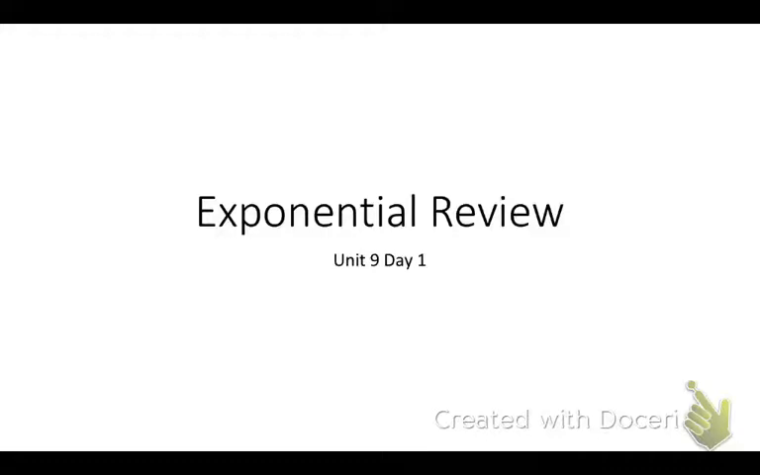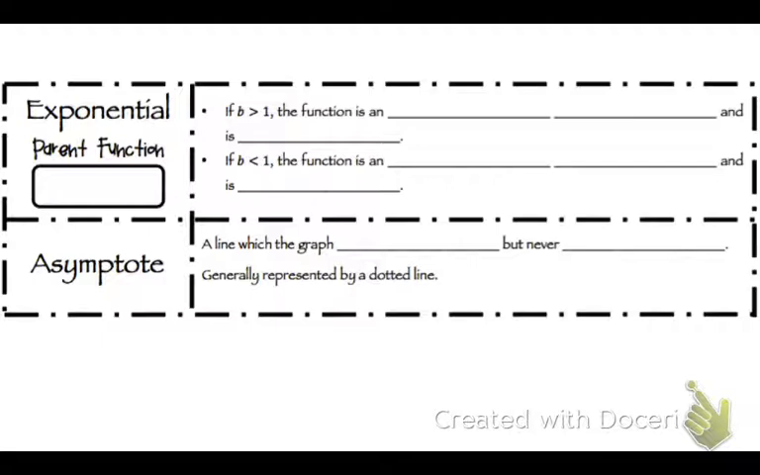Okay, exponential review, unit 9, day 1. So, the parent function for an exponential function is f of x equals b to the x power, where b is a number. You might want to write that b is a number. If b is greater than 1, the function is an exponential growth and is increasing. If b is less than 1, the function is an exponential decay and decreasing.